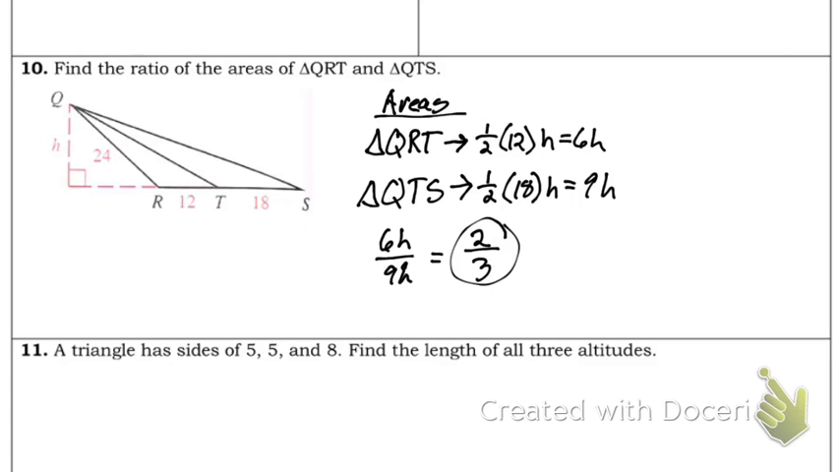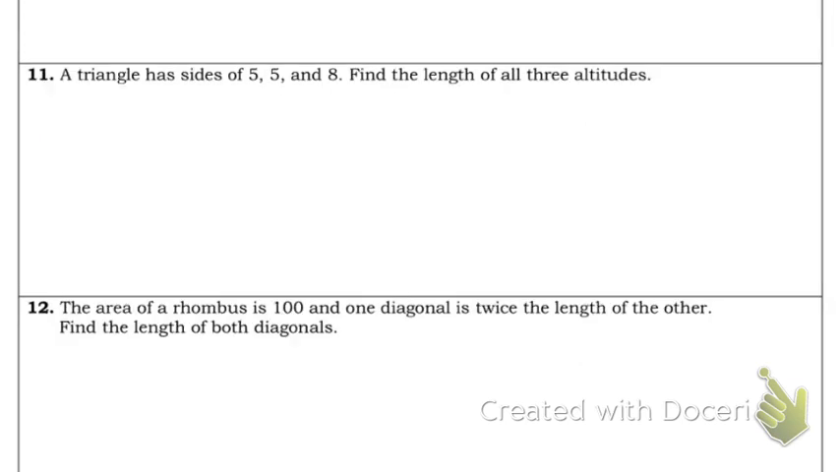Robin again. 11. Oh, 11. Let's do them in order. A triangle has sides 5, 5, and 8. Find the length of the 3 altitudes. I made you find the length of all 3 of them? I'm confused, because I can find one altitude. I didn't understand what you meant by the 3 altitudes. Okay, just a reminder, we do have an altitude here. We have an altitude coming off of here. And we have an altitude coming off of here.